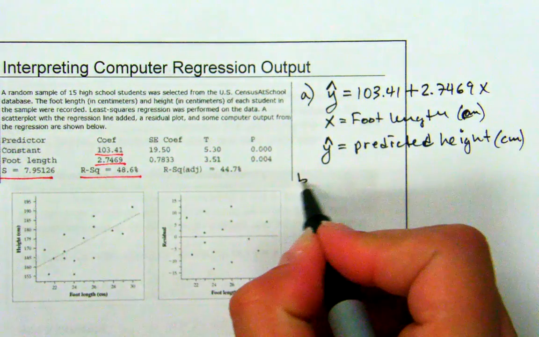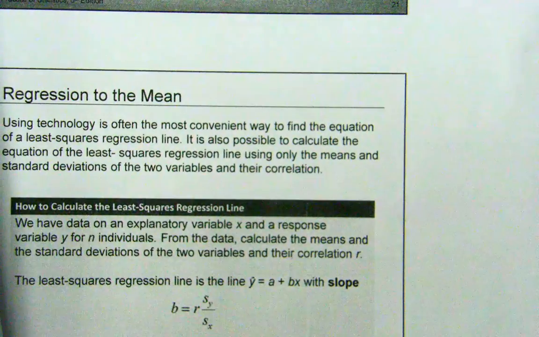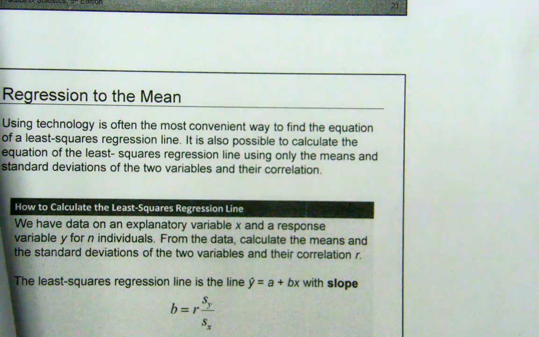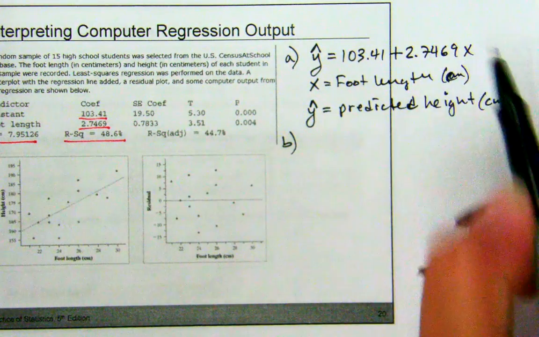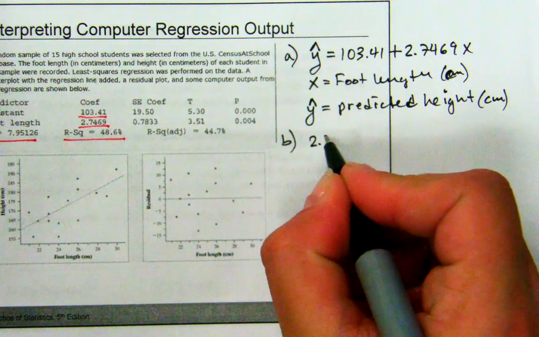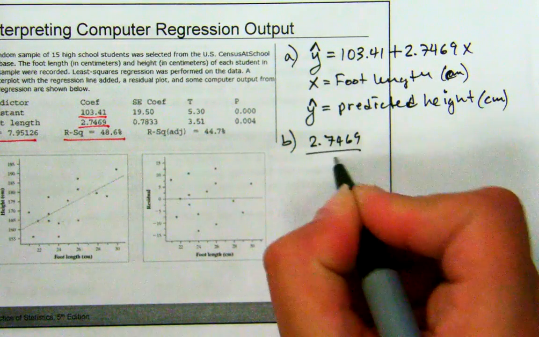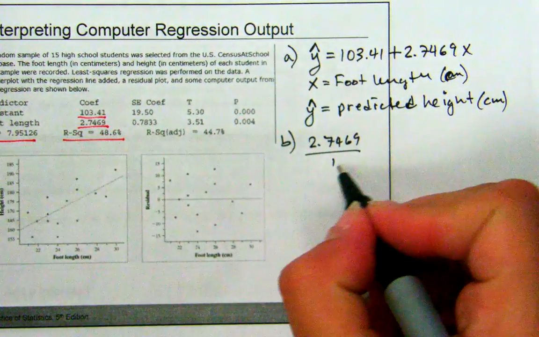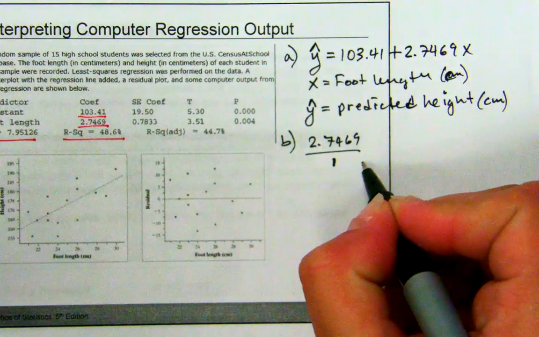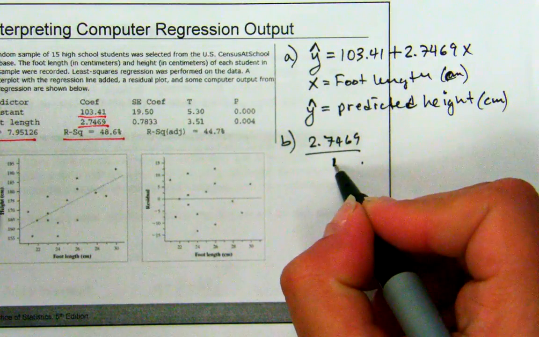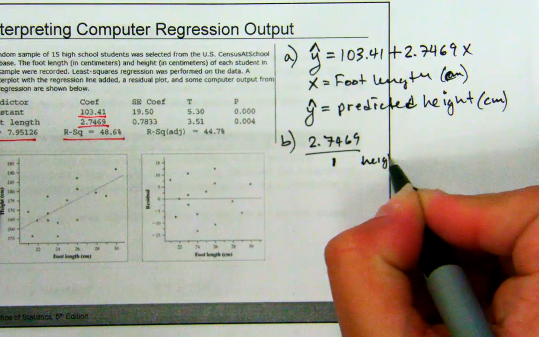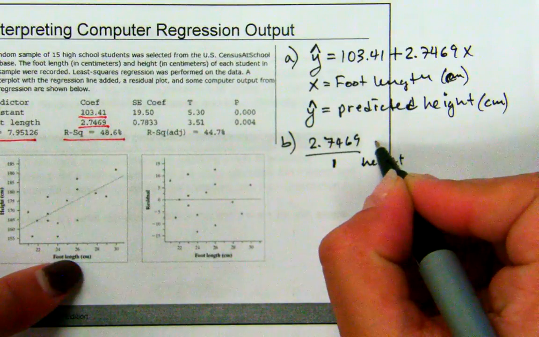Okay. All right, part B. We have interpret the slope of the regression line in context. So our slope is 2.7469. Okay, so 2.7469 over 1. So 1 is going to be our height. The 1 is the y, so this is going to be our height. And this is going to be our foot length.